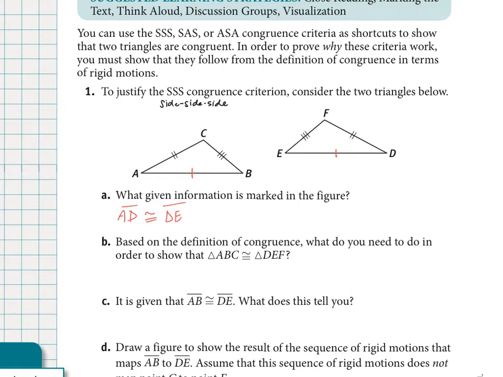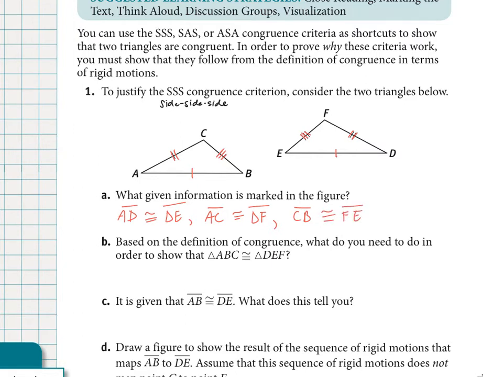Be careful. Remember how I'm saying which letter goes first when I'm looking at different segments. We also know that AC is congruent to DF. So I'm also going to say AC, line segment AC, is congruent to DF. And then last but not least, we have the three tick marks. We know those go together. We're going to say CB is congruent to FE.